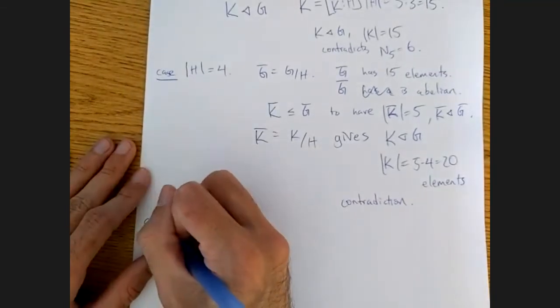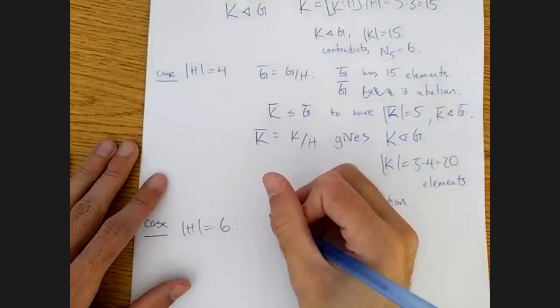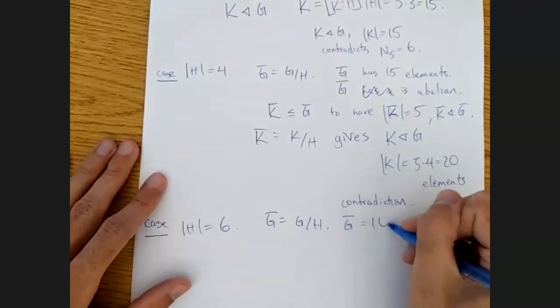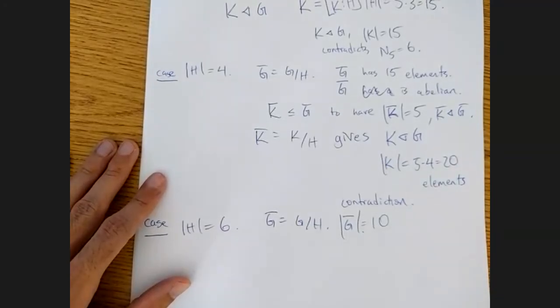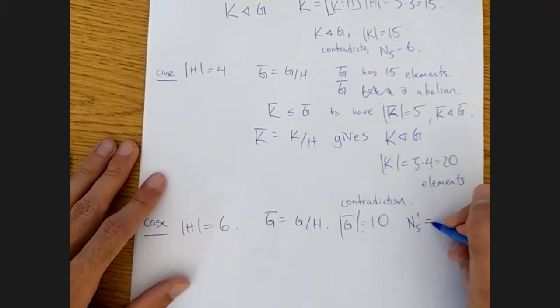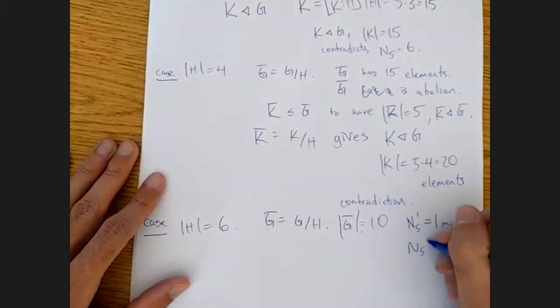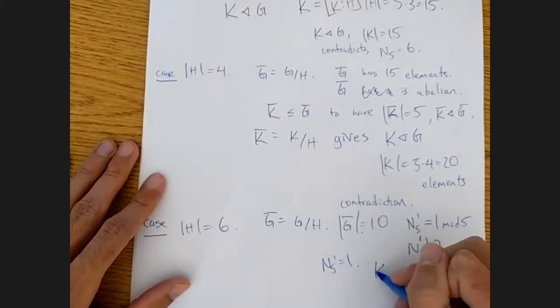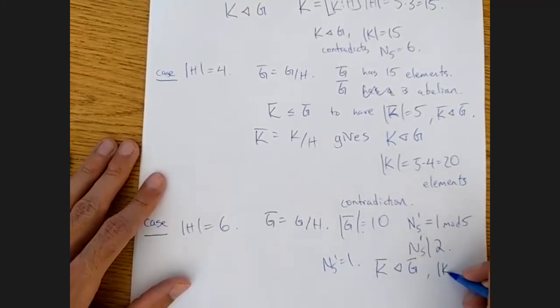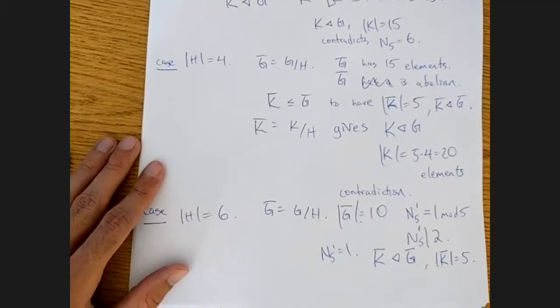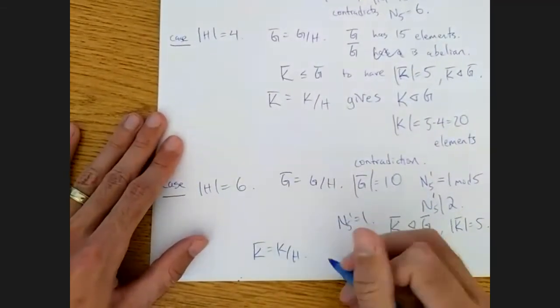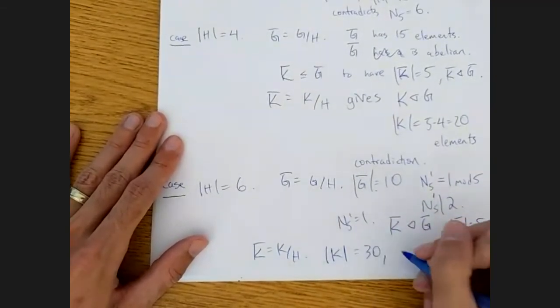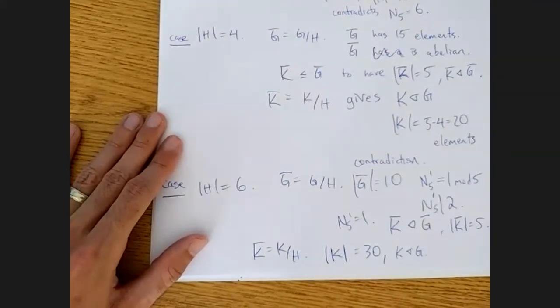Okay, there's 2 more things to do. The case that the order of H equals 6, then we let G bar be G mod H. G bar has 10 elements. Now for the groups of order 10, you can use the Sylow theorems again. So again, I'll use n5 prime for the Sylow theorems for G bar. n5 prime divides 2 and is congruent to 1 mod 5, which tells us that n5 prime equals 1. So we can take K bar to be a normal subgroup of G bar, and K bar has order 5. Writing K bar equals K mod H, the order of K is just 6 times 5, which is 30, and K is normal in G since K bar is normal in G bar. Again, this is a contradiction.